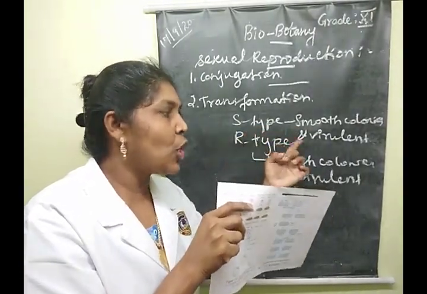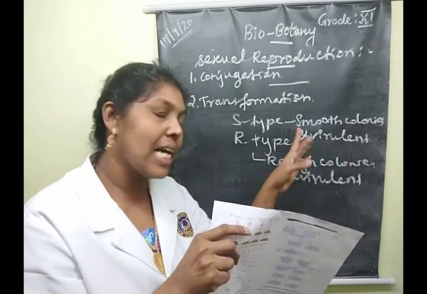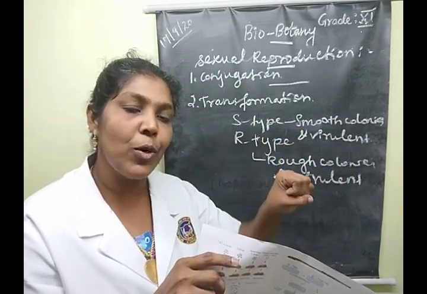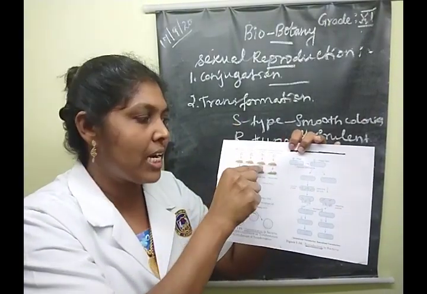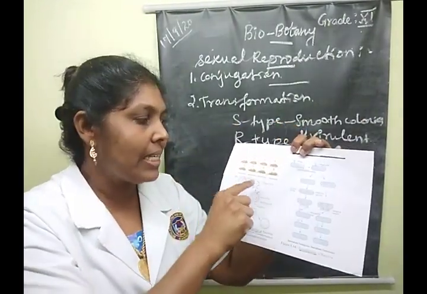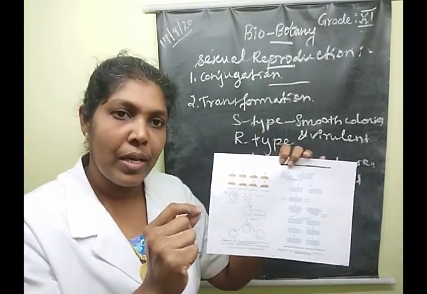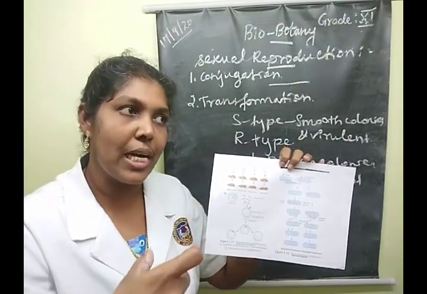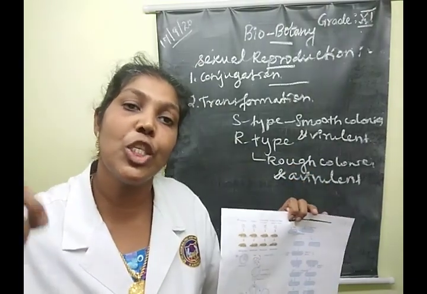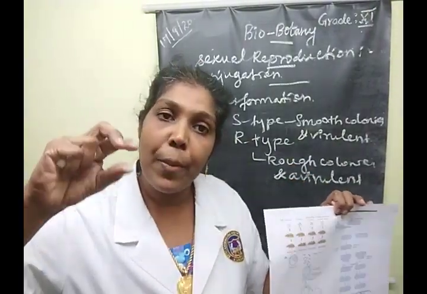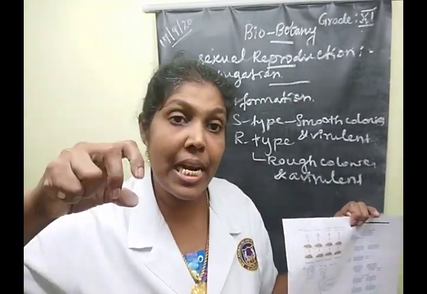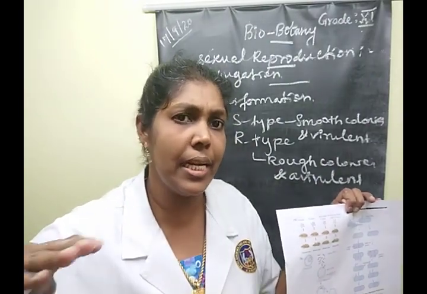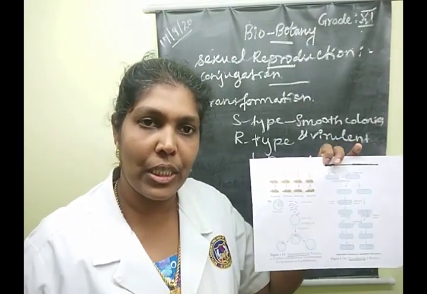Then the third step, he is trying the S type of cell. This is the smooth colonies and the virulent S type strain, under the heat-killing process. This strain is injected into the mouse, and the mouse is living. Why does the mouse live? Because in the heating process of the smooth colonies, the protein is denatured. The DNA is active only, the DNA is virulent only, so that's why it didn't affect the mouse. So the mouse stays alive.